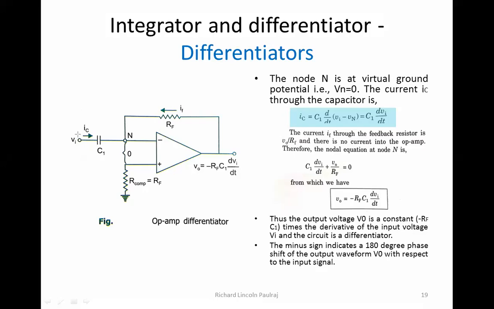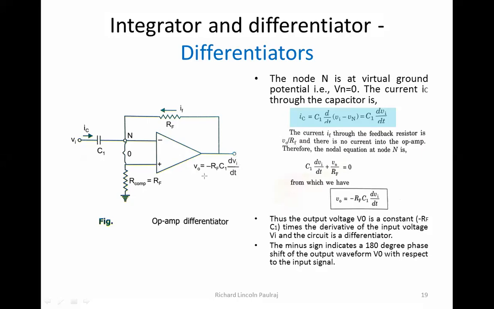R and C in combination is called the time constant. R into C is a time constant. Okay, so the current IF through the feedback network is actually V naught divided by RF. So however much my output voltage is, that becomes V naught divided by RF.